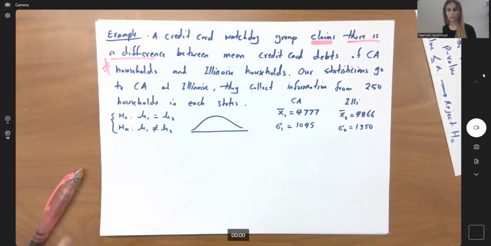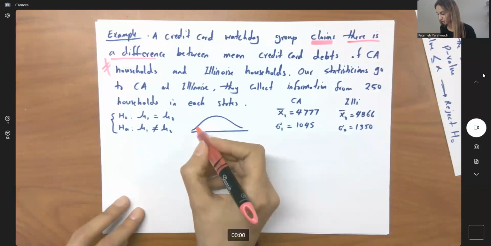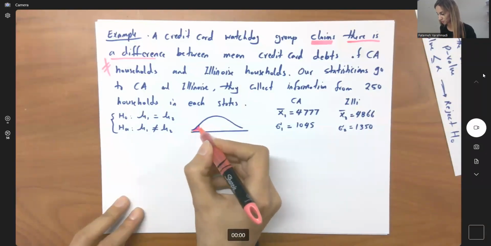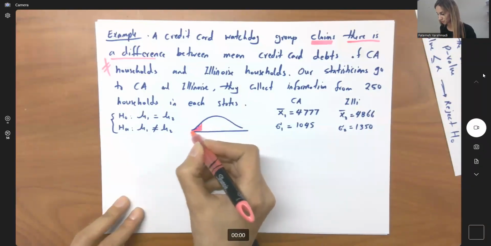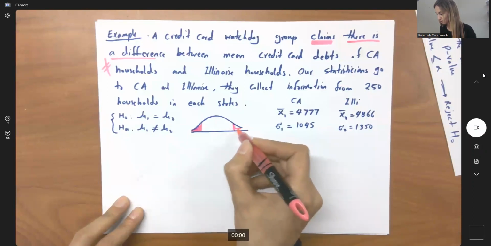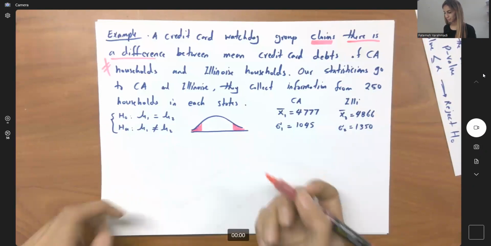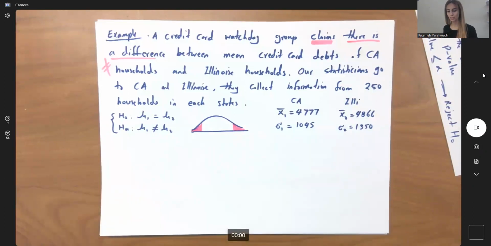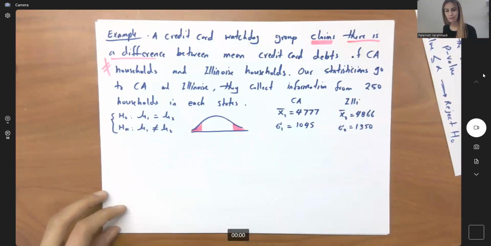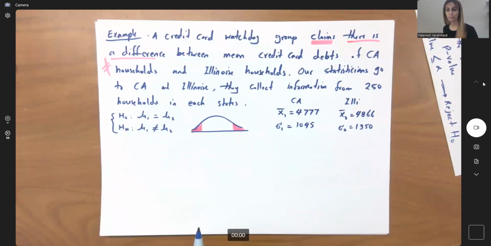It means that your rejection region has two parts. One part is on the left, and the other part is on the right-hand side. Very good. So let us do the computation. Remember the formula. Always remember the formula and write it down. It's very important to know which formula to use.